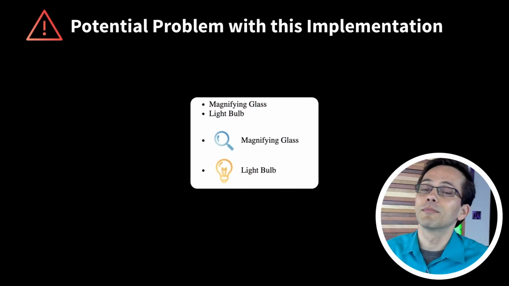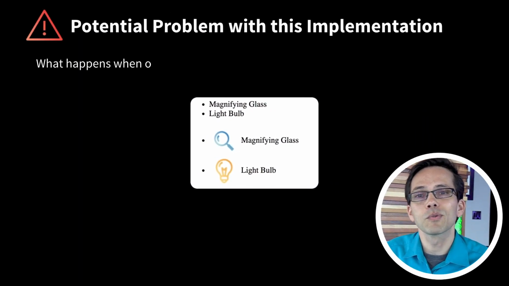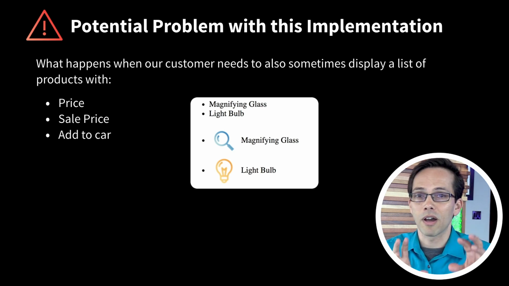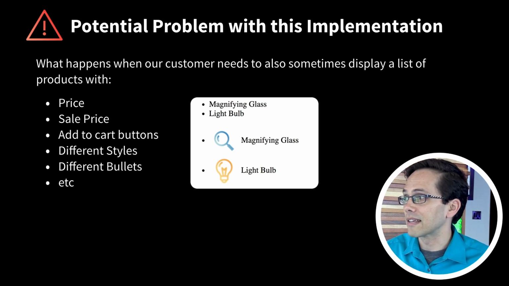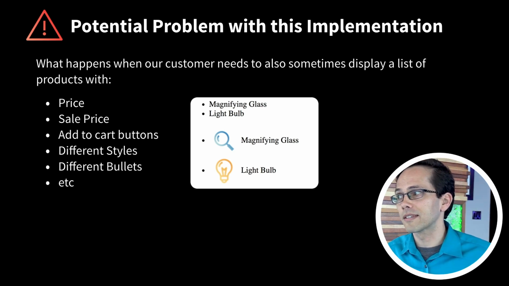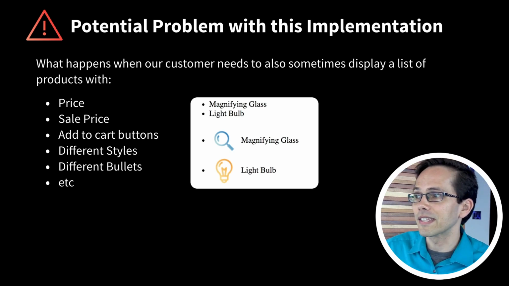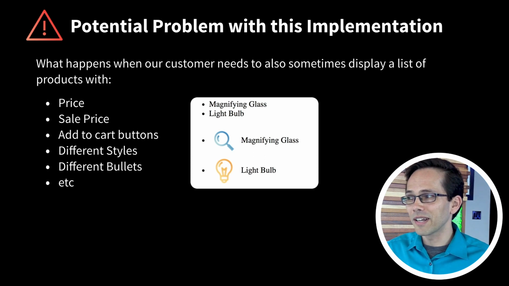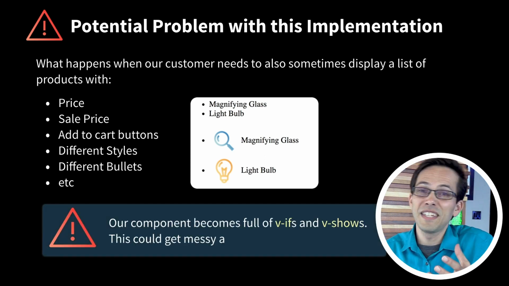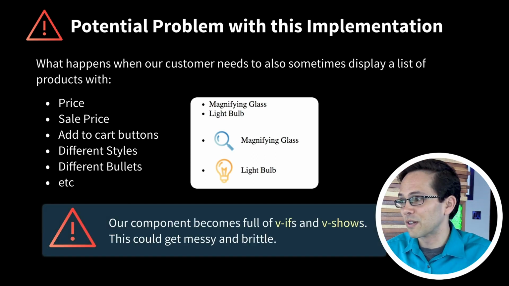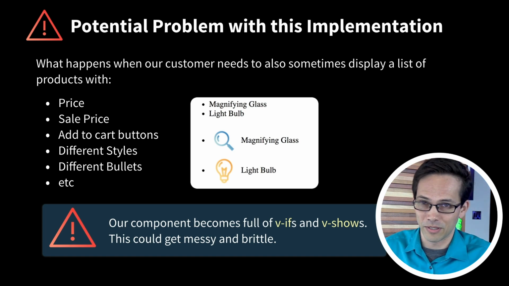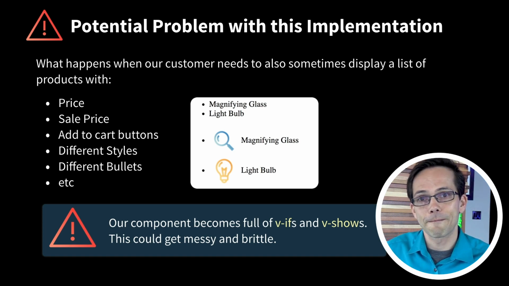This implementation is completely valid. However, what happens when our customer needs to display products in different ways? Like sometimes with sale price, sometimes with add to cart buttons, sometimes with different styles or different bullets, right? Our component can become full of v-ifs and v-shows with all different options and get really messy and brittle. There must be a better way.